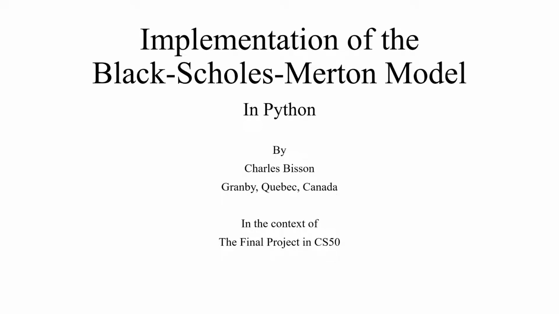So what is it? Well, it is the whole goal of solving a finance problem by using mathematical models. So we're going to talk about the Black-Scholes-Merton model. First we're going to talk about what is a derivative.